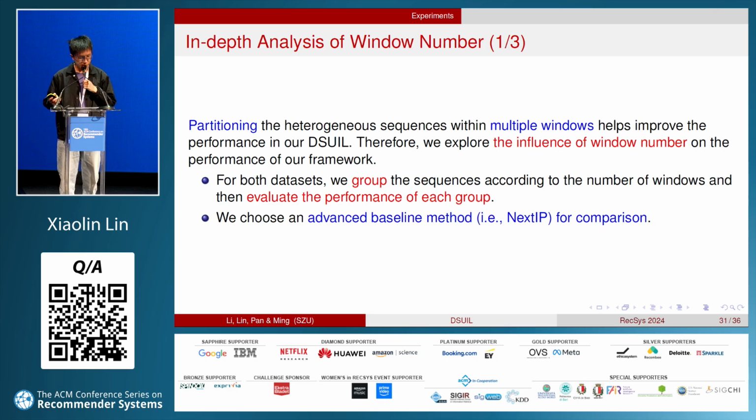We partition the user's sequence into multiple windows, and each subsequence represents a stage of user interest. This process helps improve the performance. So we are curious about the influence of the window number on the performance at first. So we conduct these experiments. We divide the user set into several subsets according to the window number, and then evaluate the performance on each subset. We also choose a baseline, Next-Item, for comparison.